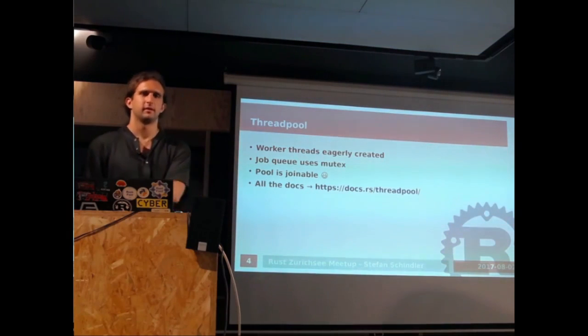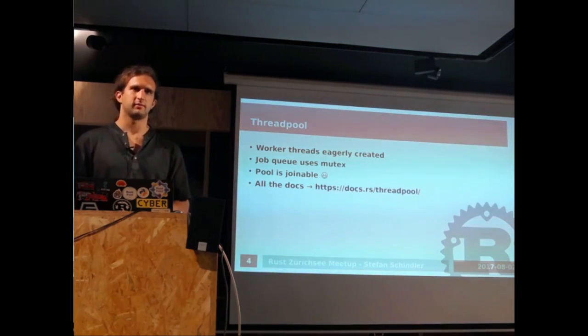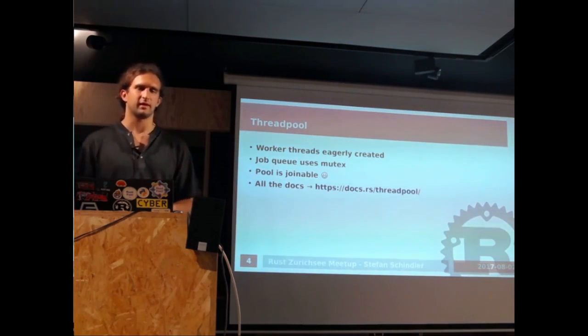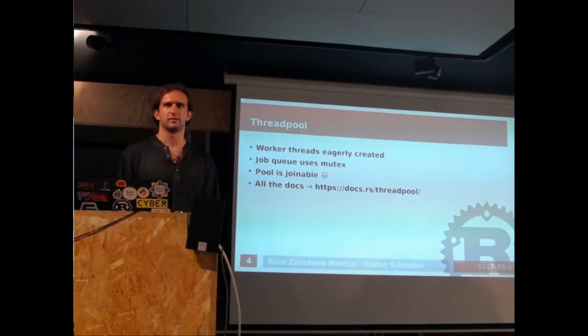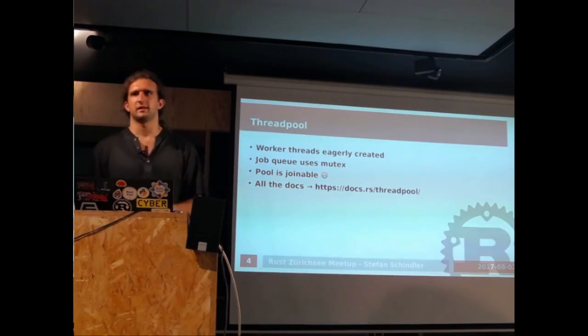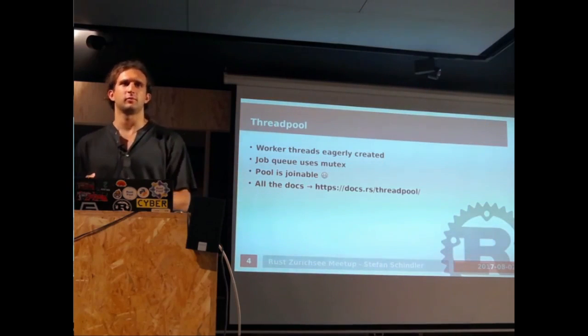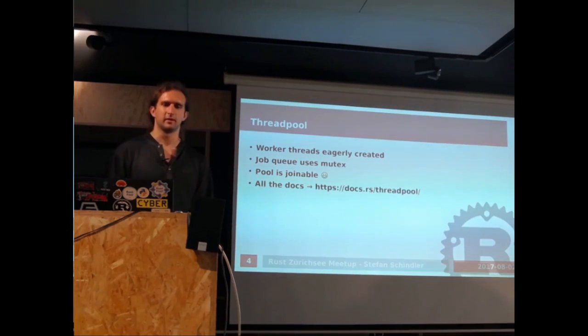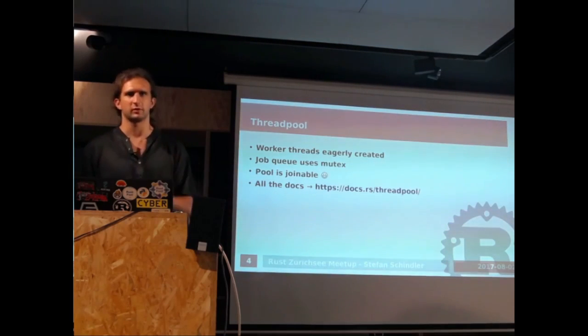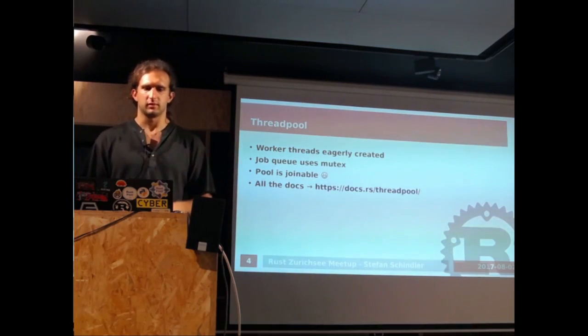The threadpool crate creates the worker threads eagerly, which means when you create it and tell it I would like to have 20 workers, it spawns 20 threads and then waits. We have a job queue which uses a mutex. The reason for that is this crate builds completely onto the standard library, with one exception, which I'm going to talk about later. But all the core functionality is from the standard library, so we don't have any fancy work-stealing queues. We have the standard channel, which requires one mutex. It's usually not that big of a problem.